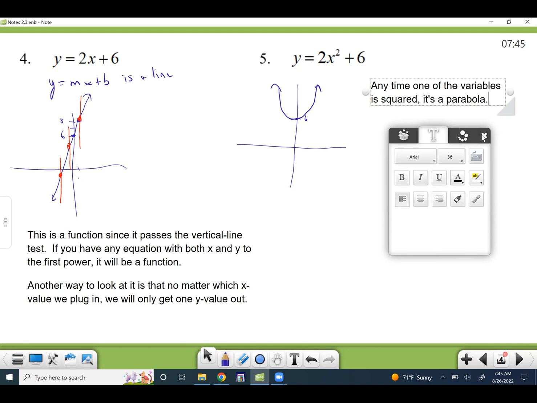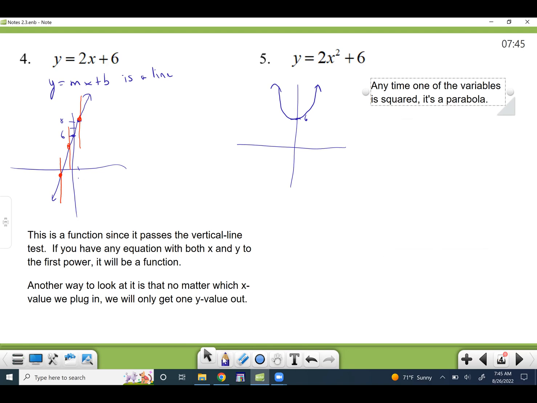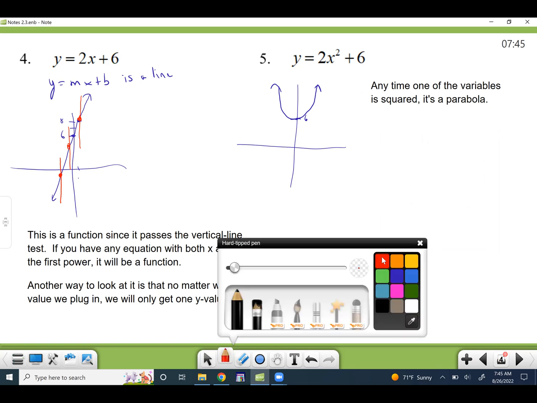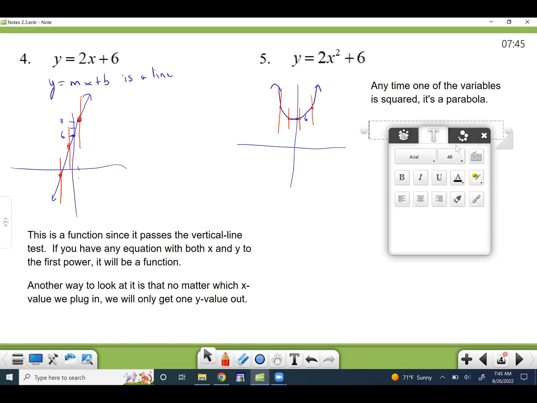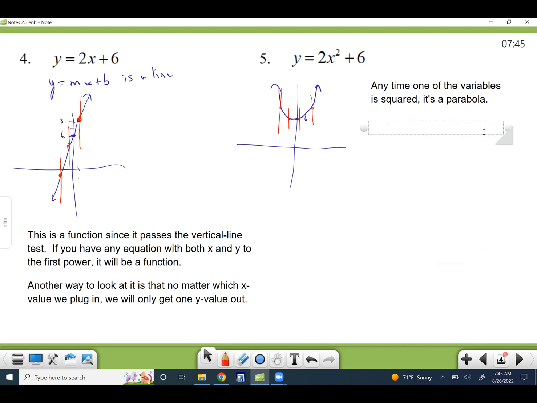All right, so the question is, will this pass the vertical line test? Let me draw a couple vertical lines, make sure I'm convinced, okay? So if I draw a vertical line here, I pass, yep, I'm touching just one time. Perfect. This looks good, you guys. So this is going to pass the vertical line test. So it is a function.